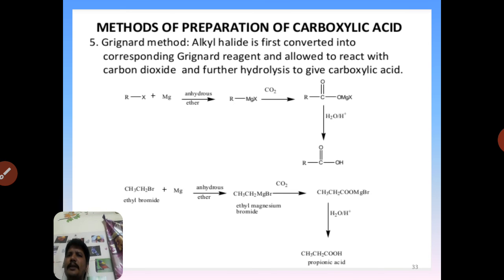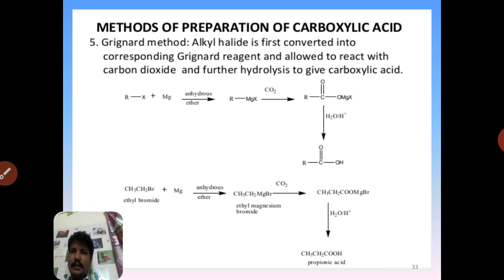Another method is the Grignard method. In this method, it is very simple. It is also called the carboxylation method. In the carboxylation method, first of all the alkyl halide is reacted with magnesium in anhydrous ether to give alkyl magnesium halide. Alkyl magnesium halide is nothing but the Grignard reagent.